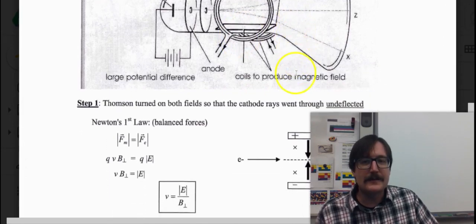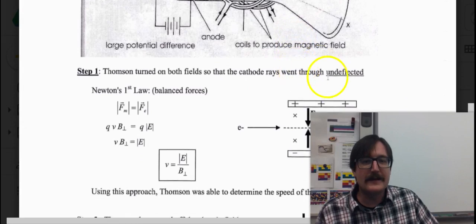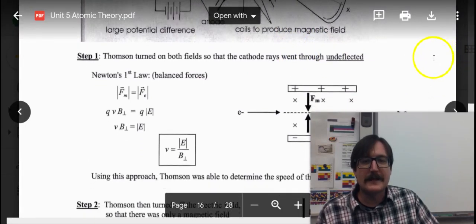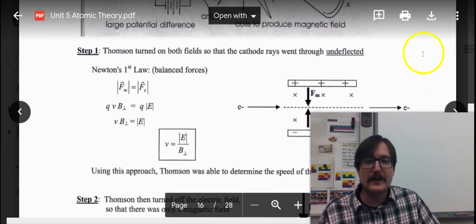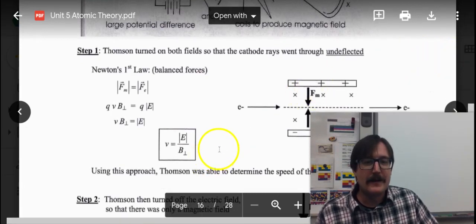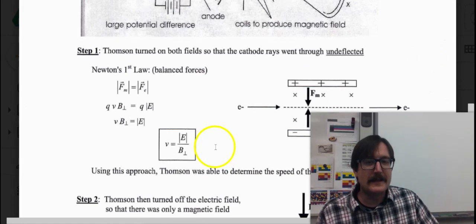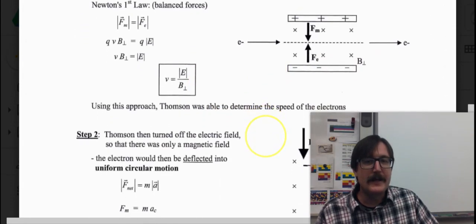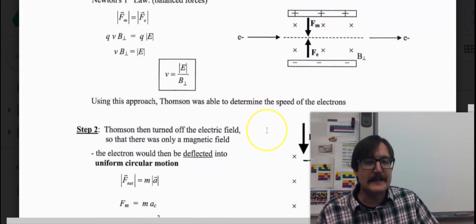Okay? So Thomson turned on both fields so the cathode rays went through undeflected. So Newton's first law, well, they're balanced forces. The magnetic force and the electric force are equal to each other, and you come up with this equation. The speed of the particles is the magnitude of the electric field over the magnetic field. We call it a velocity selector region. Okay? Using this approach, Thomson was able to determine the speed of the electrons because only electrons of a certain speed would go through undeflected.